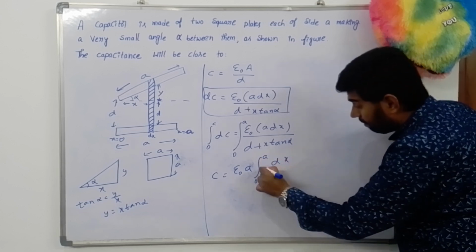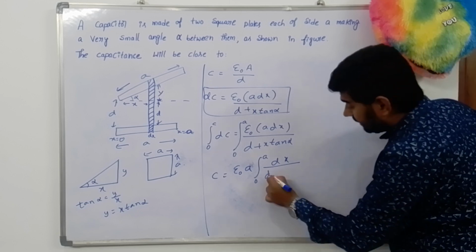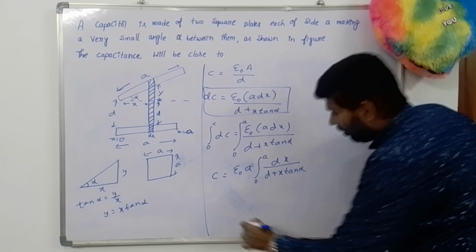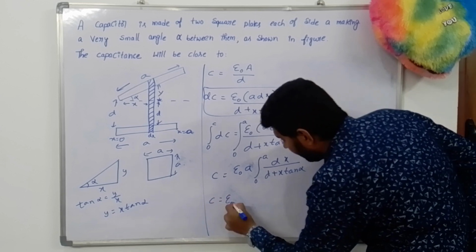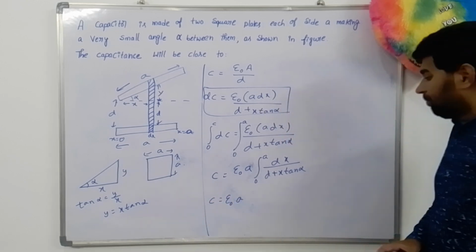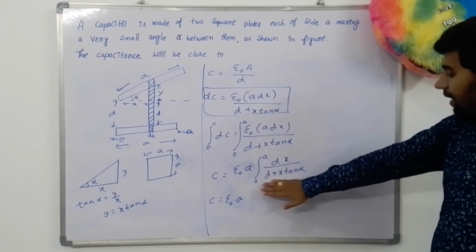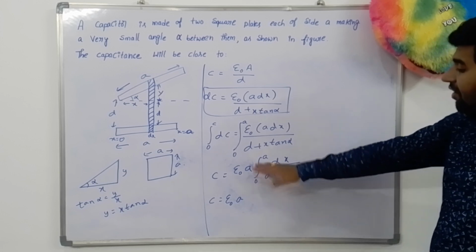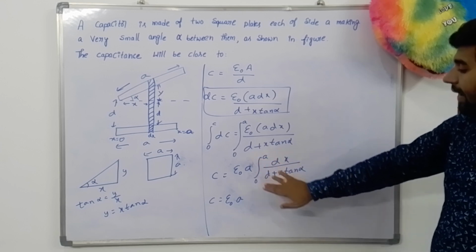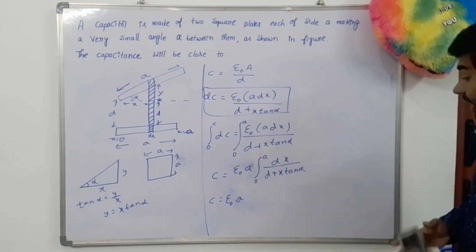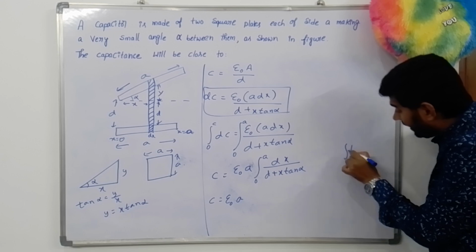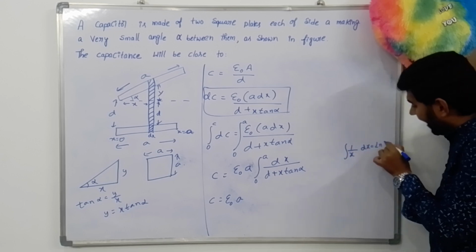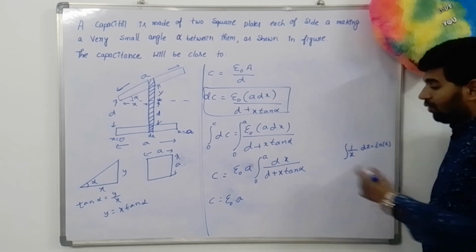dx by d plus x tan alpha. Observe, if you consider the total term d plus x tan alpha, consider the x, how will it look? Integral 1 by x dx. What is the value of the integral 1 by x dx? Integral 1 by x dx is equal to ln of x. How to write this equation?